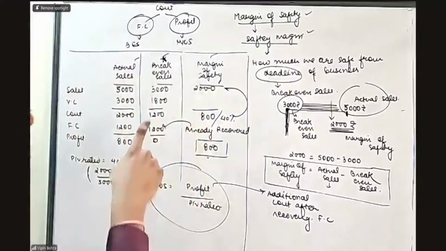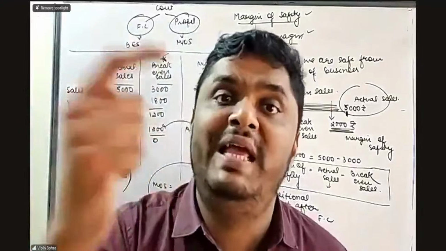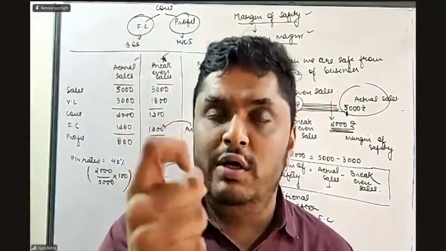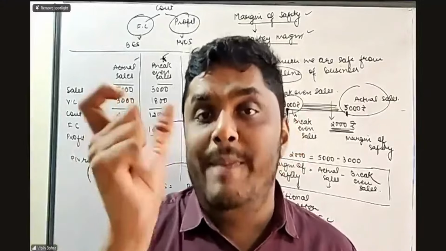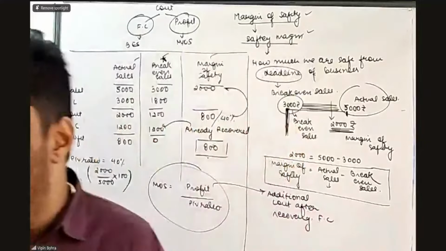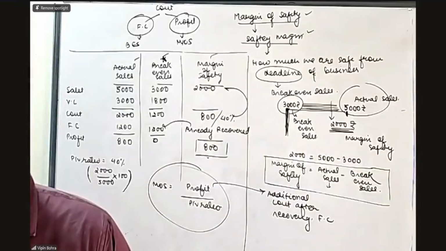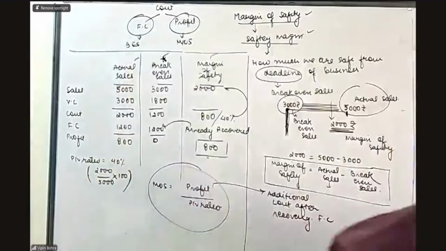So if the fixed cost changes to, suppose, 1,300, my break-even sales will change. So 1,300 divided by 40% will be my new break-even sales. So balance sales left out will be my margin of safety sales, Meenu. I hope this part is clear.